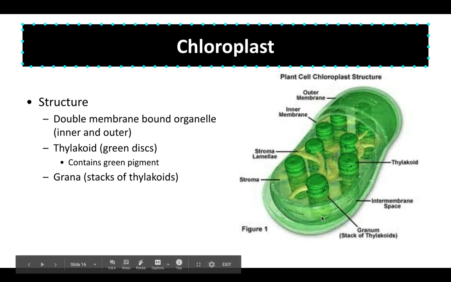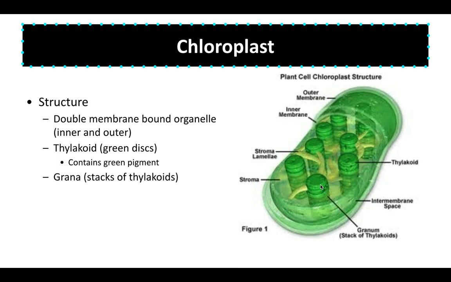Now, if we stack a whole bunch of thylakoids together, we get something called a grana. And a grana is just a way to organize and place a whole bunch of thylakoids into this internal chloroplast space.